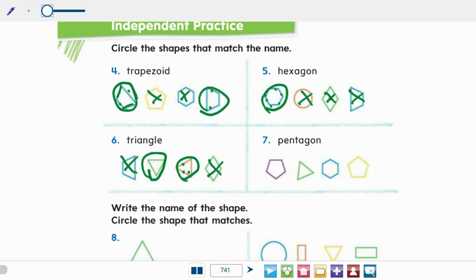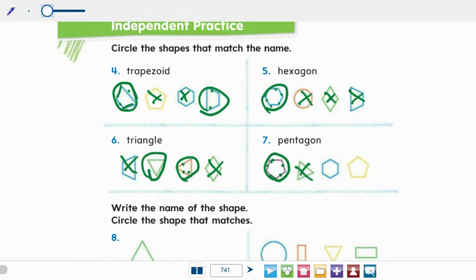Try to push through. Number 7 is a pentagon. I'm looking for a pentagon. Well, pentagon has 5 sides. So when I take a look, my first shape here, 1, 2, 3, 4, and 5 sides. So that is a pentagon. The next one only has 1, 2, 3. That's a triangle. I don't want that.